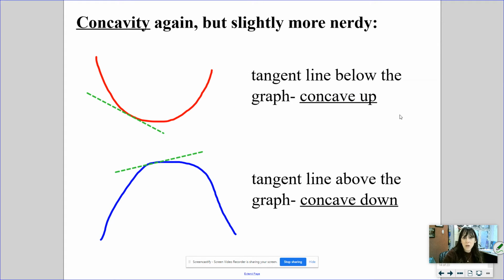Here's your calculus nerdy version. So in concave up curves, the tangent line will be drawn underneath the graph.